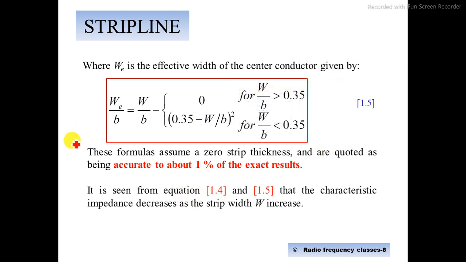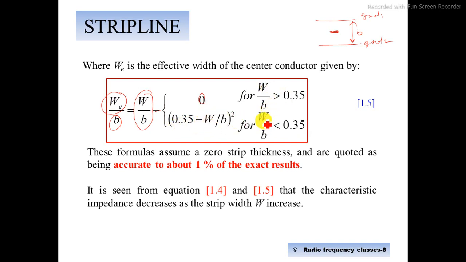As you can see here, W is the effective width, and B is the height between the two ground planes for the strip line. This is ground plane 1 and ground plane 2, and here we have the signal strip. So this is B. First we can calculate W by B, and then we can subtract 0.35 minus W by B, whole square. This depends upon these two factors.